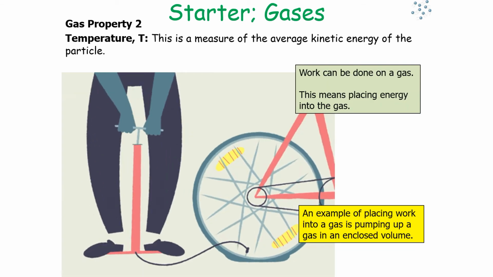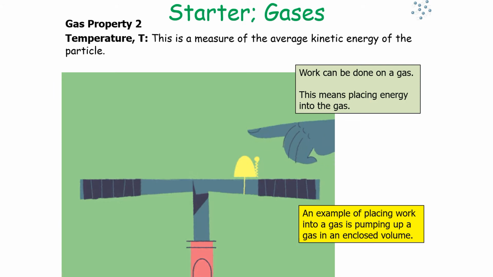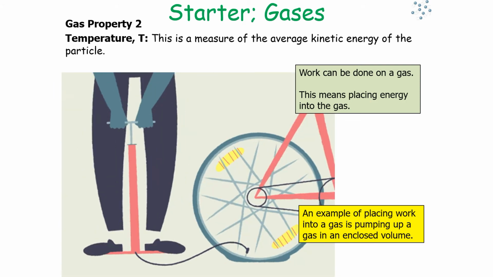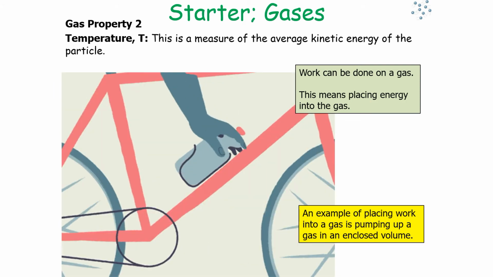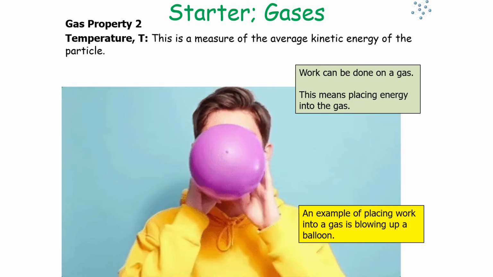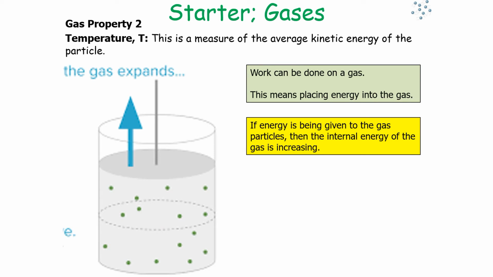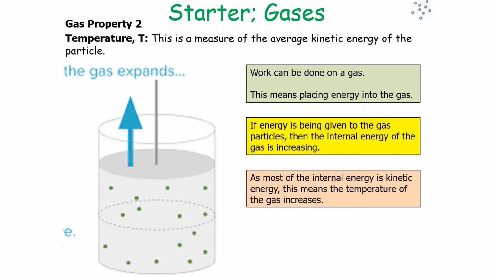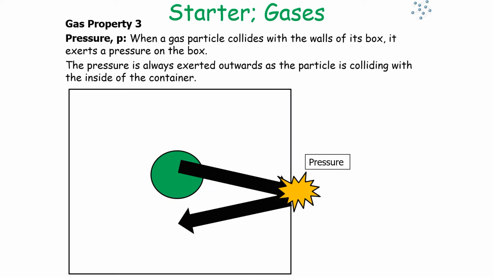Now, work can be done on a gas. This means placing energy into the gas. An example of placing work into a gas is pumping up a gas in an enclosed volume. Another example is blowing up a balloon. If energy is being given to the gas particles, then the internal energy of the gas is increasing. Because most of the internal energy is the kinetic energy store, this means the temperature of the gas increases. Now, the third property of a gas is pressure.